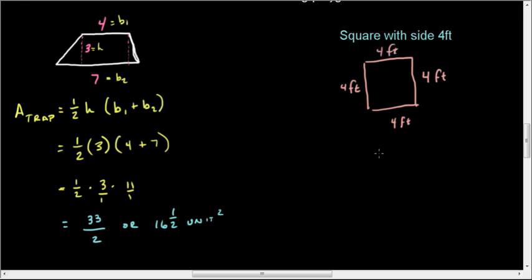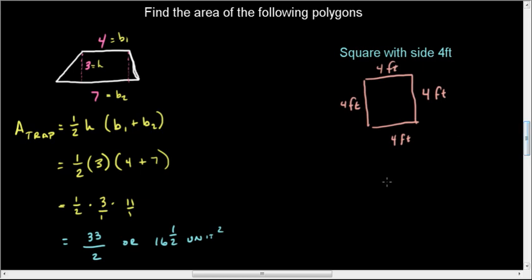Because we're looking for the area, the area of my square is equal to my side squared. So that's going to give me 4 feet squared, which is 4 squared is 16. Feet times feet is feet squared. And so I've got an area of 16 feet squared, or 16 square feet.